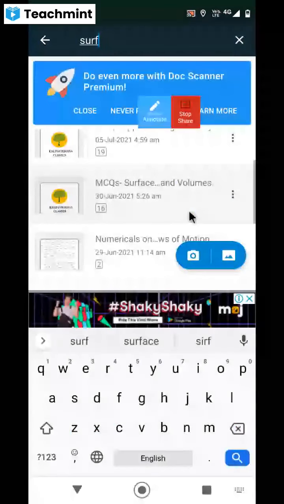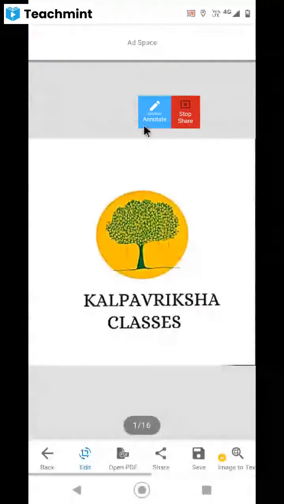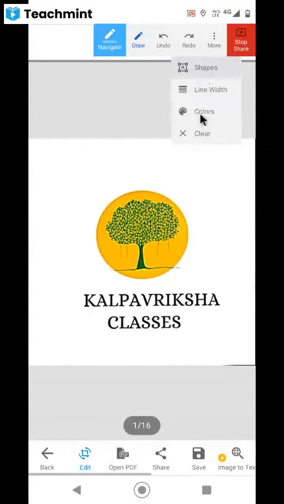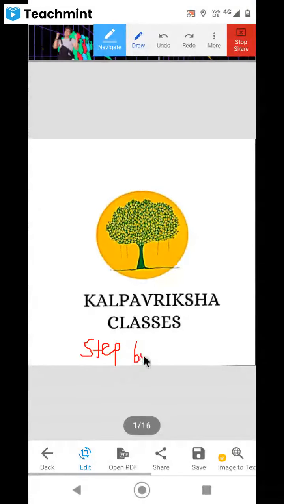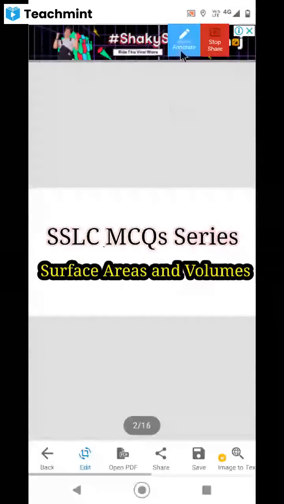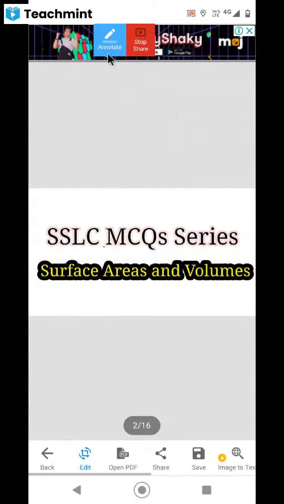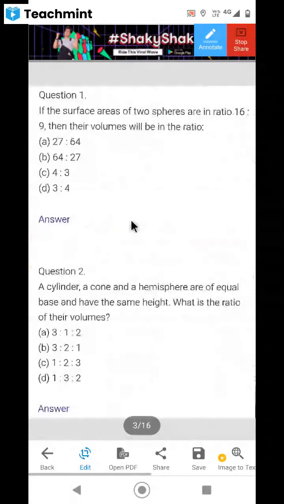Today we are going to have this MCQ series on surface areas and volumes. As I have already told you in each and every class, in Kalparaksha classes, we follow a step-by-step process to build all the concepts. Throughout the year, we worked very hard to build your concepts. Now, as it is examination time, it is our responsibility to run this SSLC MCQ series on different chapters, and today's target is surface areas and volumes. It's going to be a very interesting session. Let's get started with the first question.